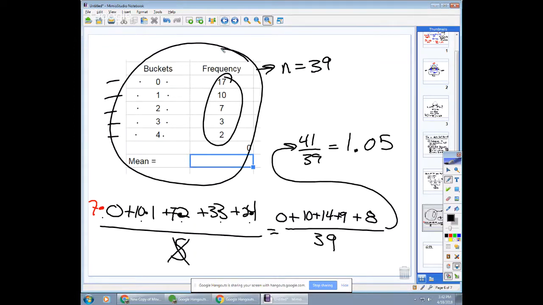If I wanted to do a straight average on this, I would have to write down 17 zeros, and then 10 ones, and then 7 twos, and then 3 threes and 2 fours. Because an average is adding up all the numbers. So the weighted average is just a different way to add up all the numbers. It's the same answer. The weighted average is the average.